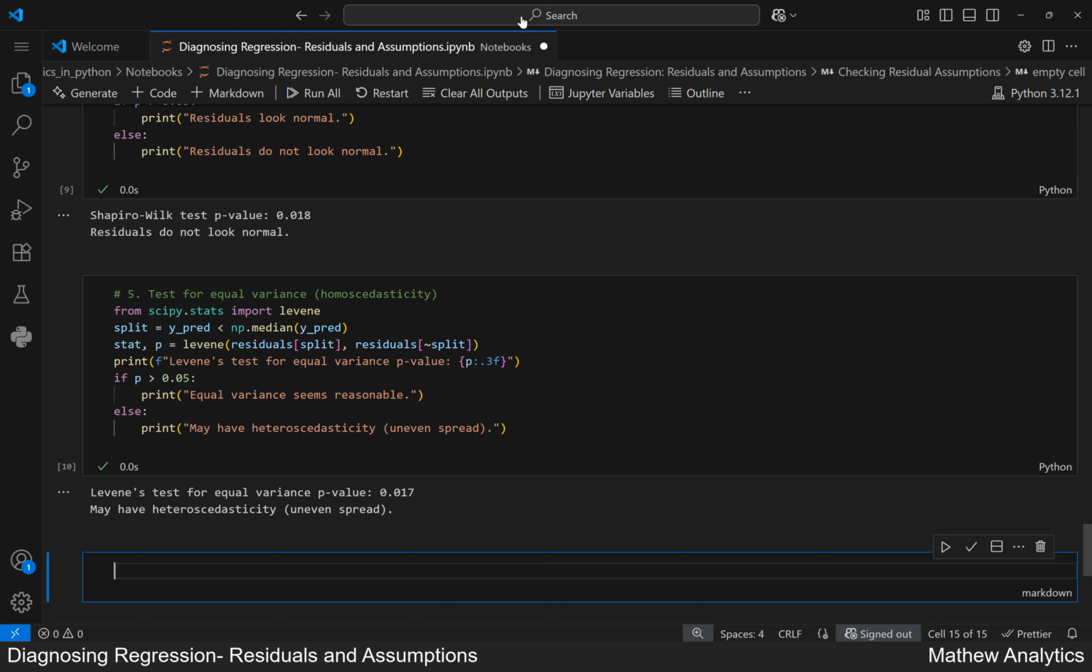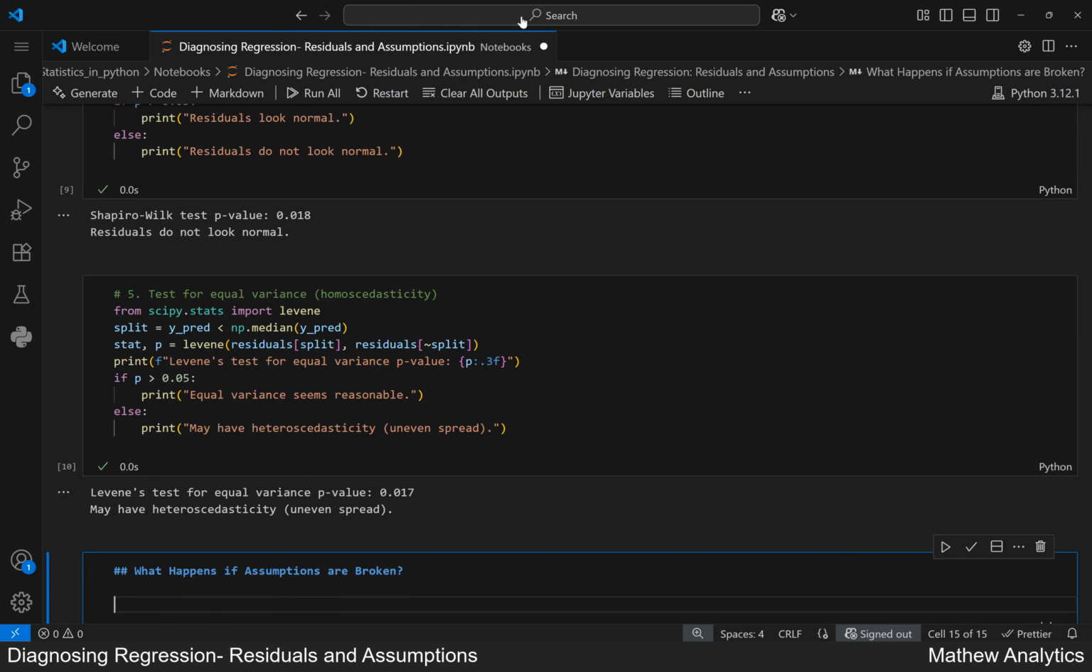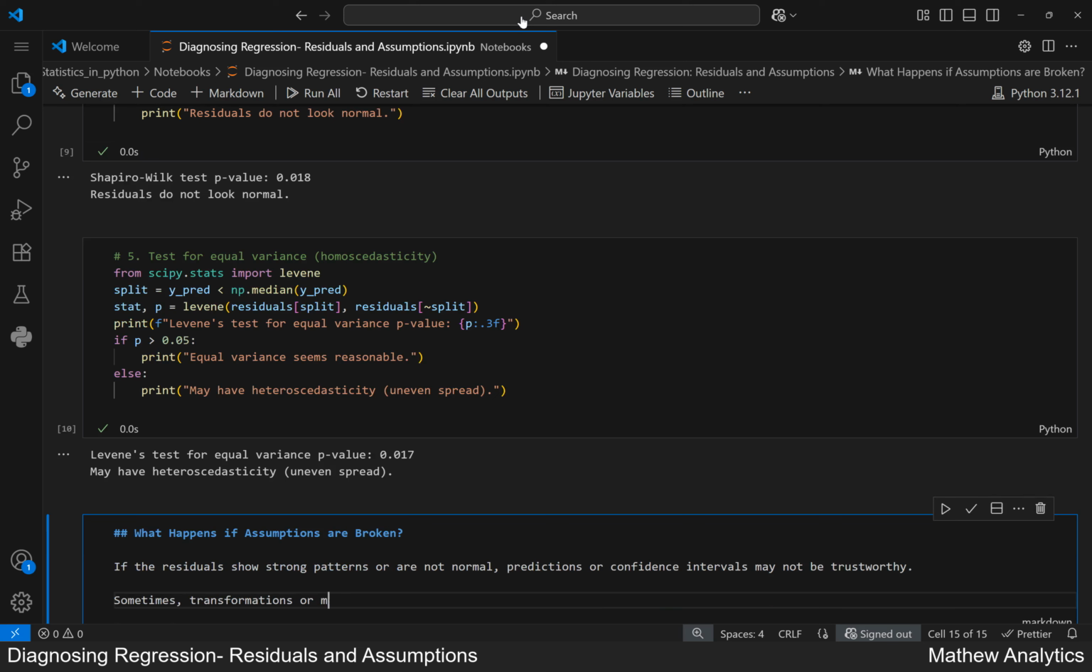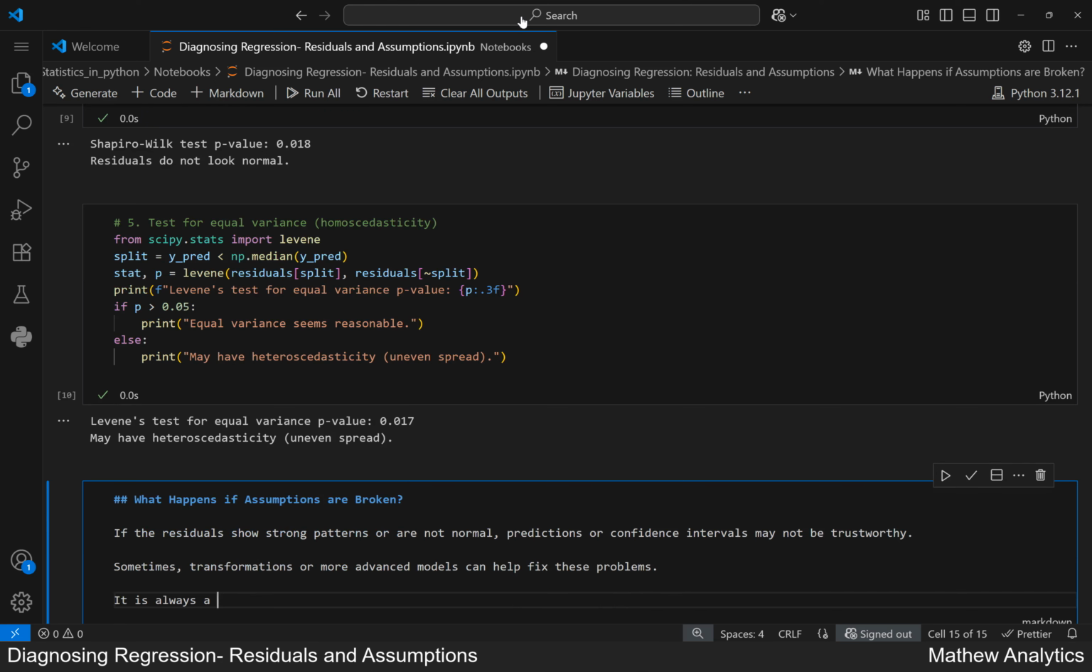What happens if assumptions are broken? If the residuals show strong patterns or are not normal, predictions or confidence intervals may not be trustworthy. Sometimes, transformations or more advanced models can help fix these problems. It is always a good idea to check the assumptions. Running the cell now.